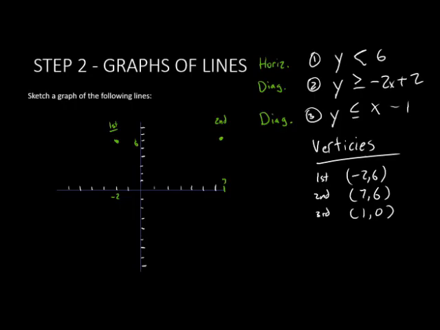Our final vertex is 1, 0. We'll go right to where x equals 1 and let y stay 0, and this will be our third vertex. Now we'll try to draw lines that connect those vertices. First, we'll draw a horizontal line representing line 1. This will go through the first and second vertex.